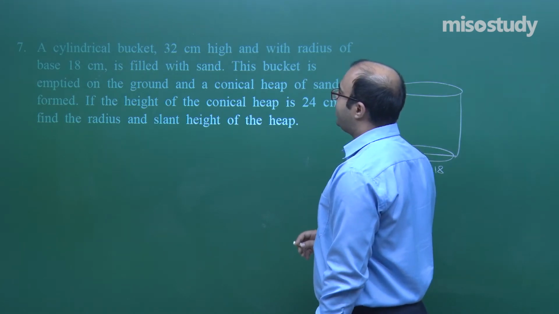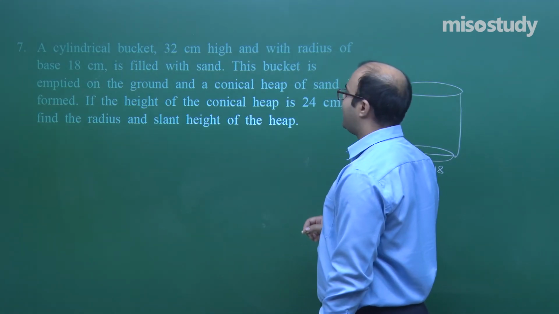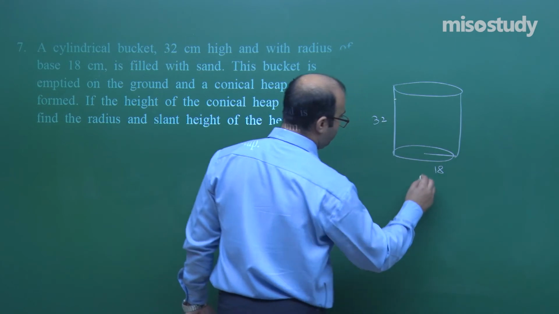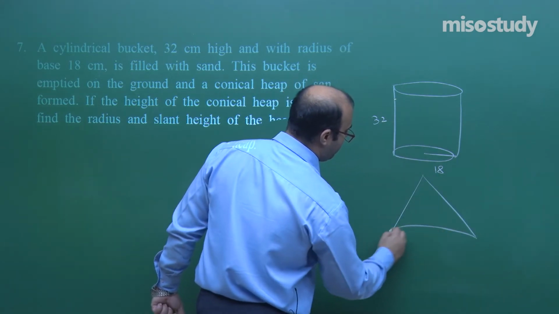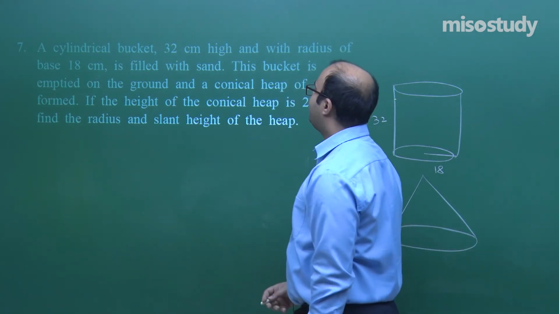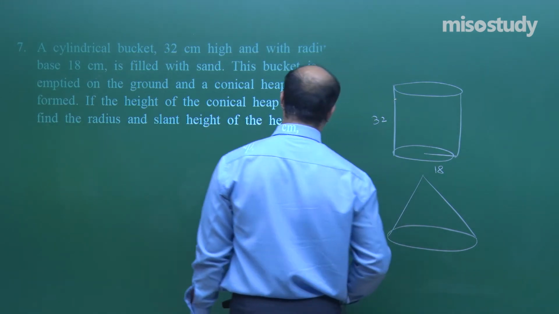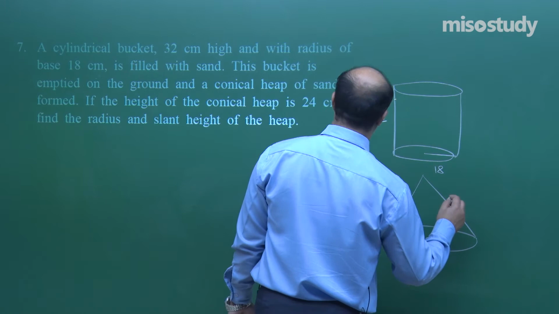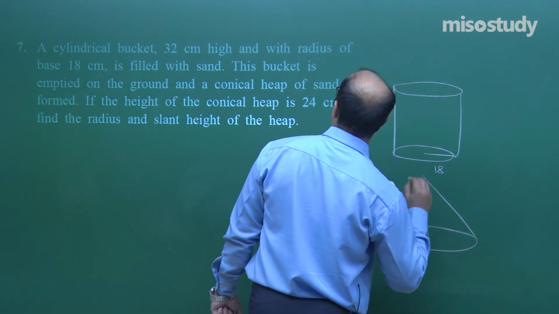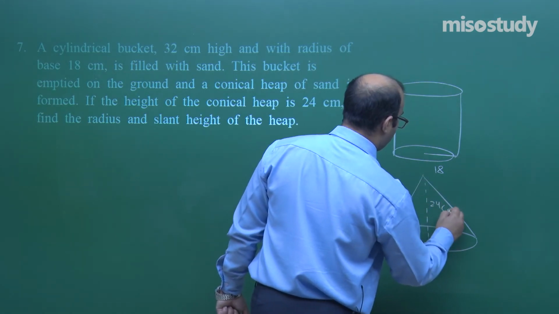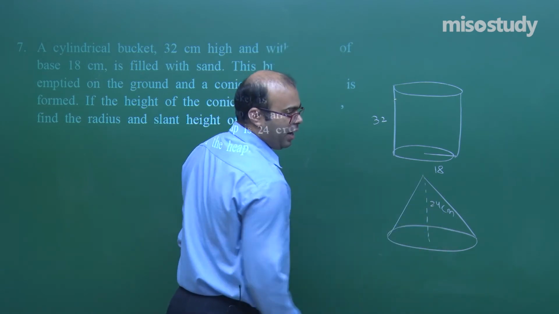This bucket is emptied on the ground and a conical heap of sand is formed. Okay, so now this same volume of sand makes a conical heap. If the height of the conical heap is 24 centimeter, find the radius and slant height of the heap. So it is given that height of this is 24 centimeter. So what is the radius and the slant height?